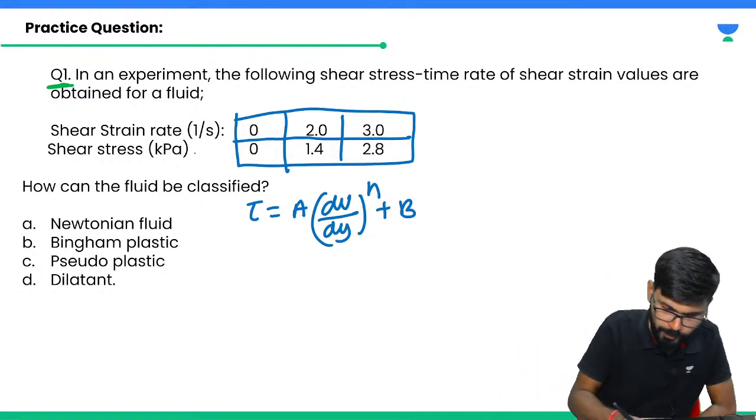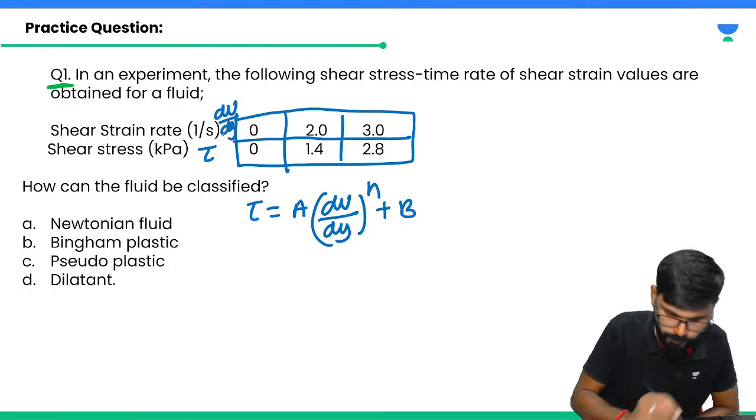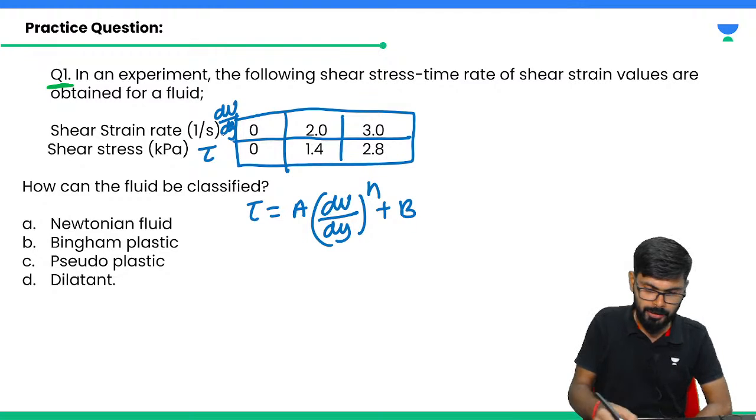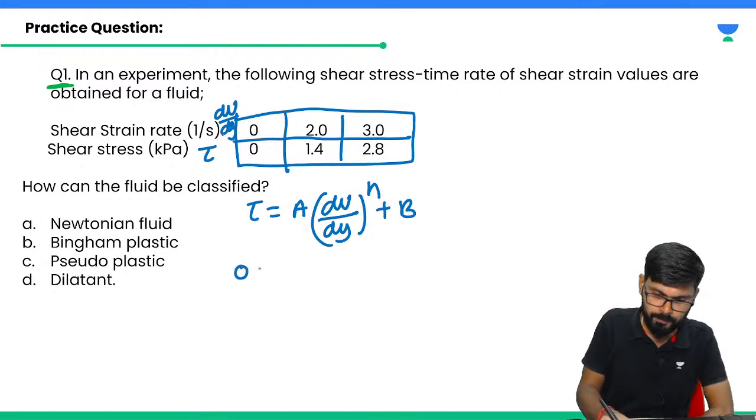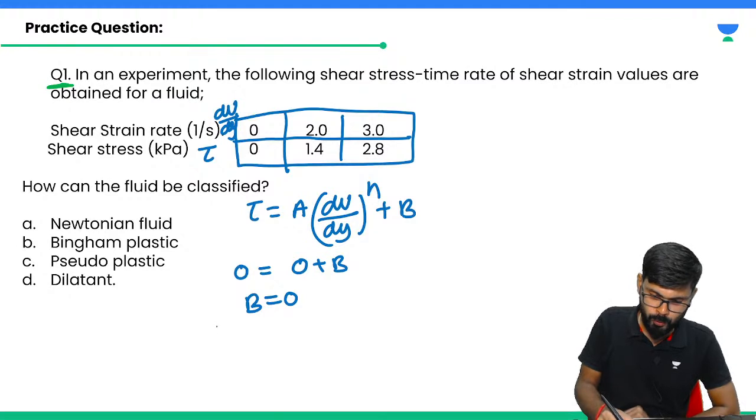ठीक है, करेक्ट है. This is tau, this is du by dy, correct? Now if tau value is 0, then du by dy is also 0. It means that b value is 0 basically. Now, when tau value is 1.4, then it will come a du by dy.